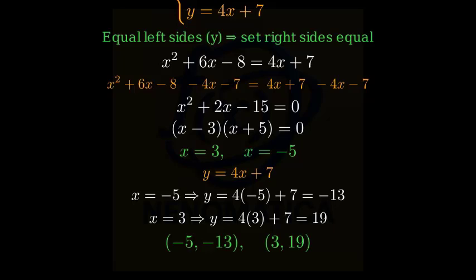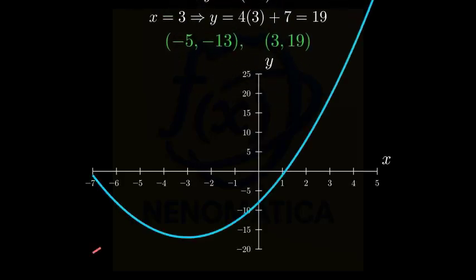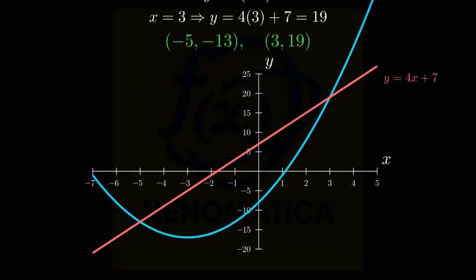To see this geometrically, let's graph both equations on the same set of axes and verify that the points we found are indeed the intersections. We draw the axes, then plot the parabola y equals x squared plus 6x minus 8 in cyan, and the line y equals 4x plus 7 in red. Finally, we mark the two intersection points and label them.